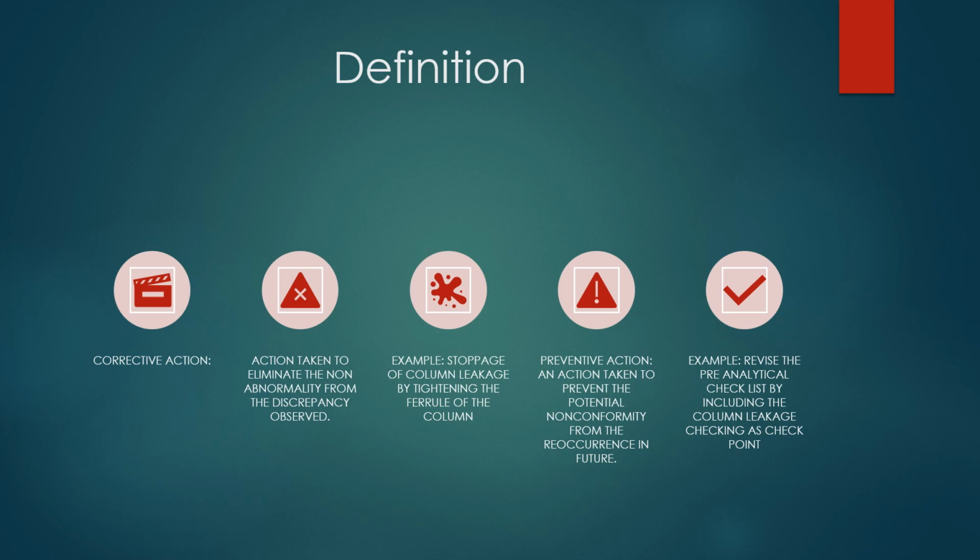Now, what is the preventive action? An action taken to prevent the potential non-conformity from reoccurring in future. So the action we need to take to prevent the same type of discrepancy in future. For example, in case of column leakage, we need to revise our pre-analytical checklist by including the checking of column leakage as a pre-analytical checkpoint. So we can avoid this type of discrepancy in future.